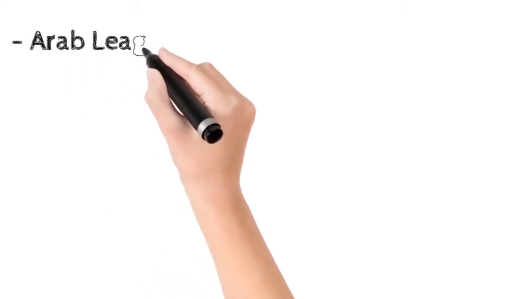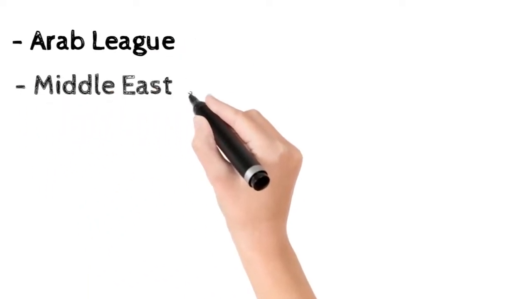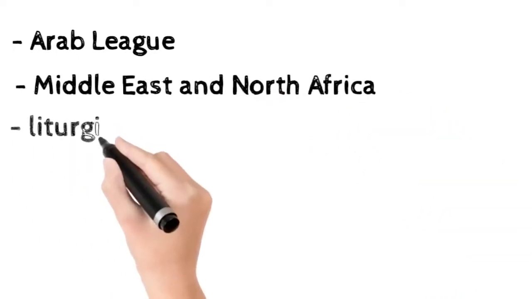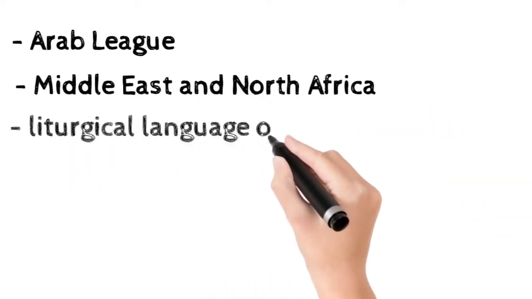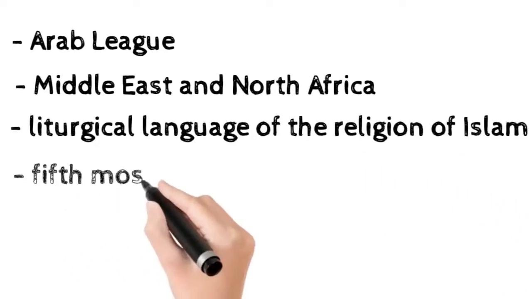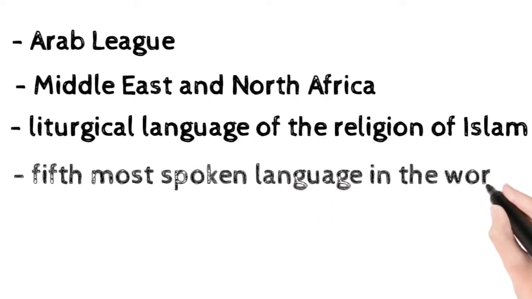Arabic is also the official language of the Arab League. It is mostly spoken in the Middle East and North Africa. It is the liturgical language of the religion of Islam. It is the fifth most spoken language in the world.